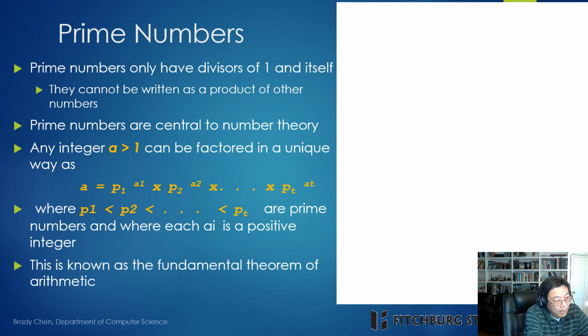The concept of prime numbers is very simple. Prime numbers only have divisors of 1 and itself. So if we want to show that an integer is a prime number, all we need to show is that this number has only 1 or itself as a divisor. In other words, if a number is a prime number, then it cannot be written as a product of other smaller numbers. It can only be written as a product of 1 and itself. So prime numbers are central to number theory.